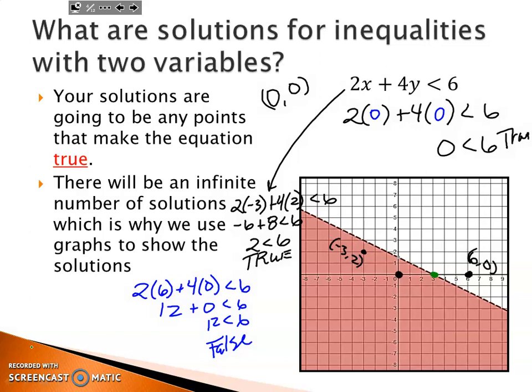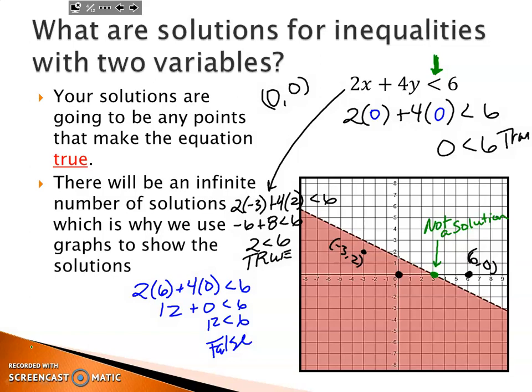Okay. Well, remember what we talked about last slide. What does that dashed line tell us? Does that dashed line mean that we are including those points, or does that mean we're not including those points? Well, remember, the fact that it was just a less than told us that we were not going to include those points. So 3, 0 is not a solution either.